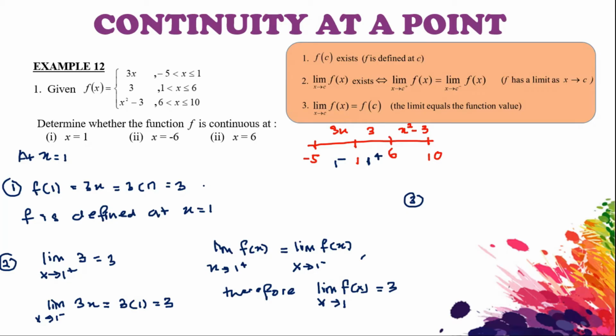The third condition is that condition number 1 must be equal to condition number 2. Therefore, f(1) equals 3, and we have the limit of f(x) when x approaches 1 equals 3. So we have f(1) equals the limit of f(x) when x approaches 1, which equals 3. So we can conclude that f(x) is continuous at x equals 1.